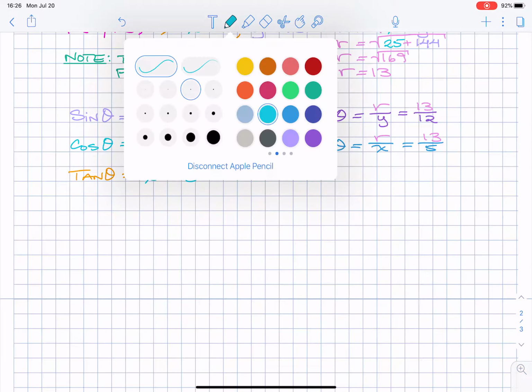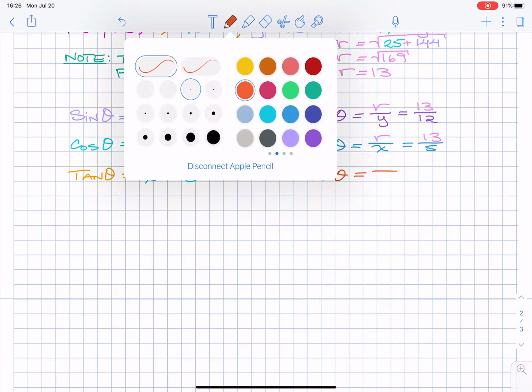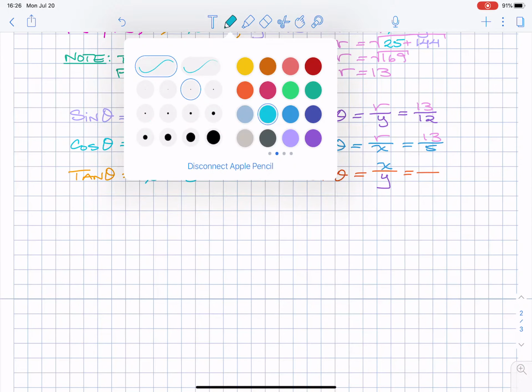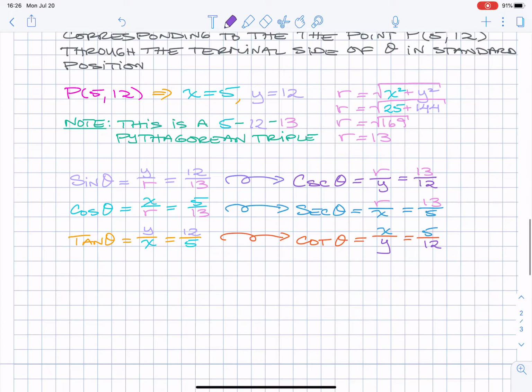And the reciprocal to tangent is cotangent. So cotangent of theta will be x over y, which is just the reciprocal of what I just put. So instead of 12 over 5, we have 5 over 12. Okay, so there we are for that one.